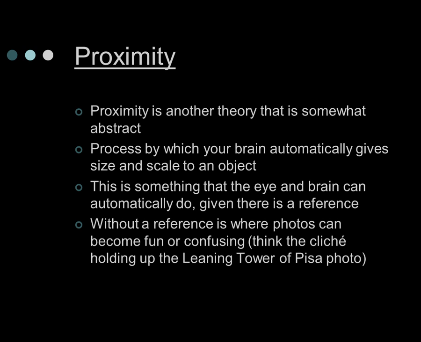Finally, we'll be looking at proximity. Proximity is another theory that is somewhat abstract. It is a process by which your brain automatically gives size and scale to an object. This is something that the eye and brain can automatically do, given that there is a reference within the picture. Without a reference is where photos can become fun or confusing. Think of the cliché holding up the Leaning Tower of Pisa photo.